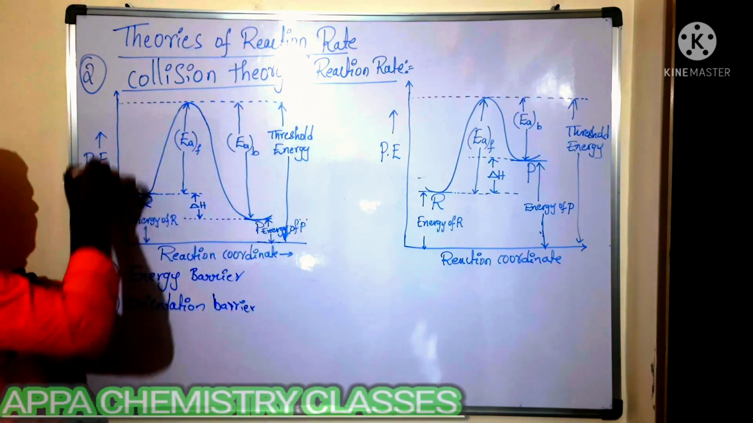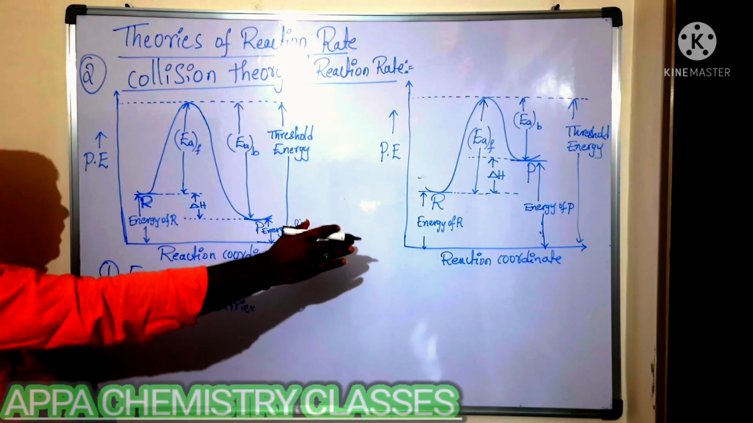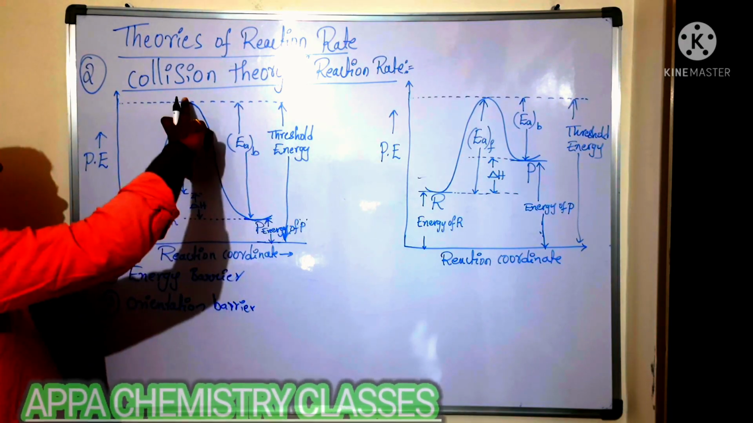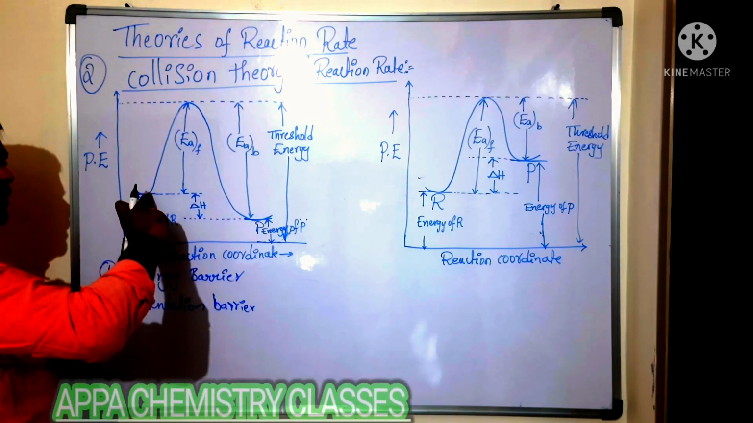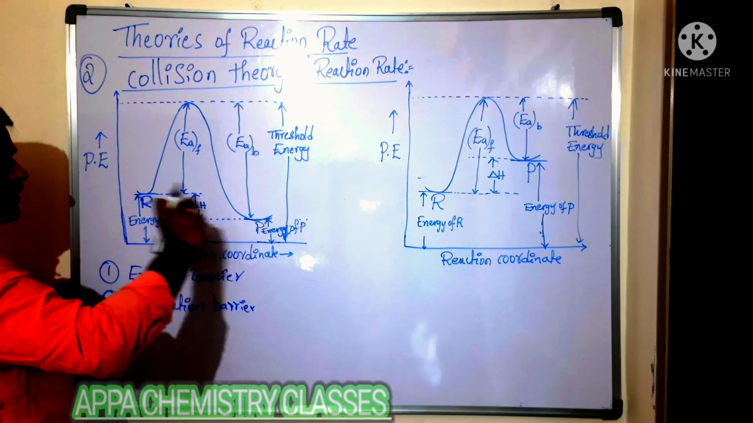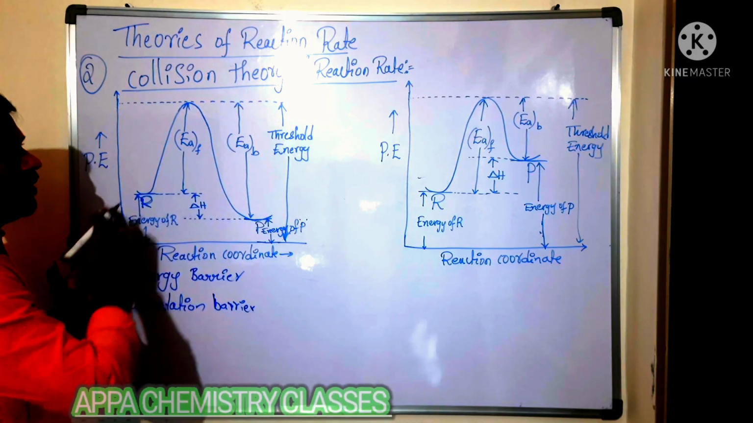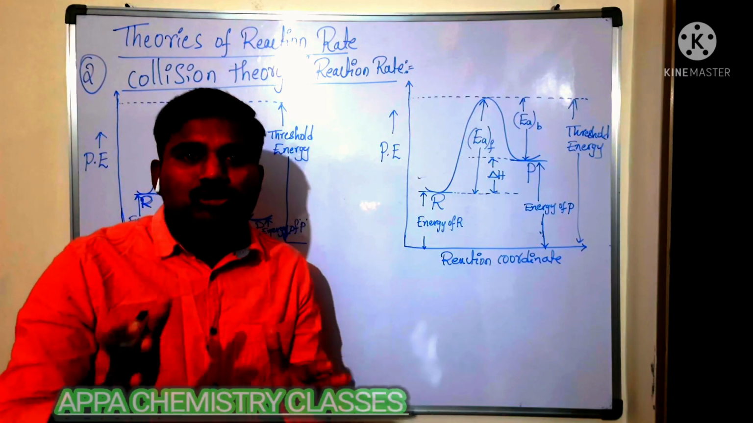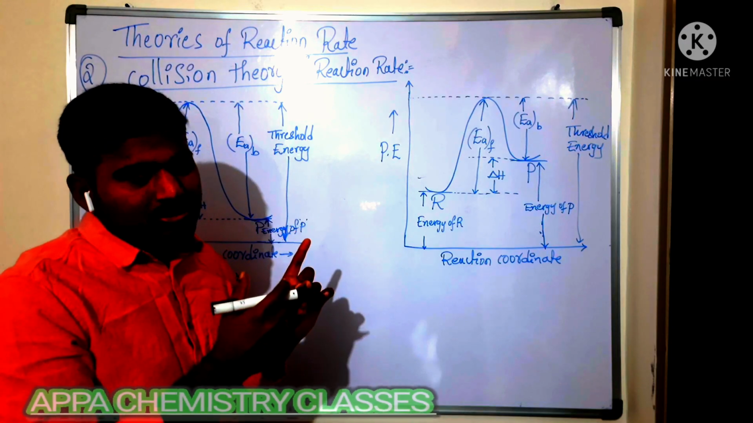So we are plotting potential energy versus reaction coordinate. Now the reaction is proceeding in this direction. This is the energy which is required for the conversion of reactant into product. This is the potential energy of the reactant, and this is the potential energy of the product. Both will collide, and they must possess some minimum energy to convert the reacting molecules into product. That is what we are calling threshold energy.